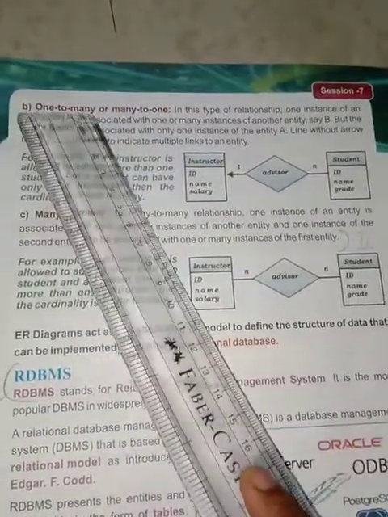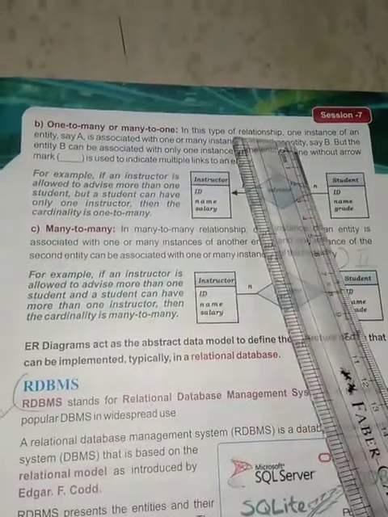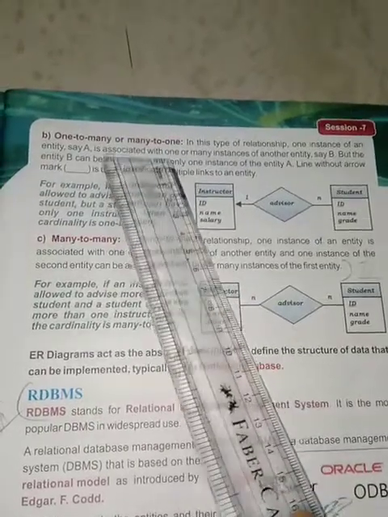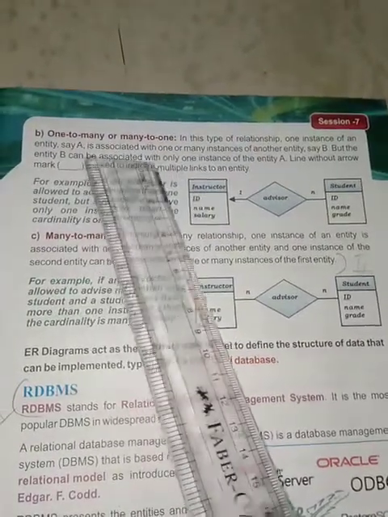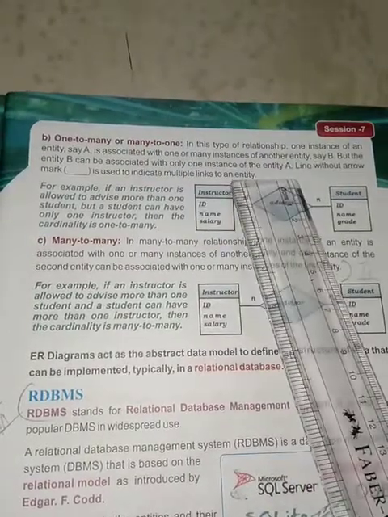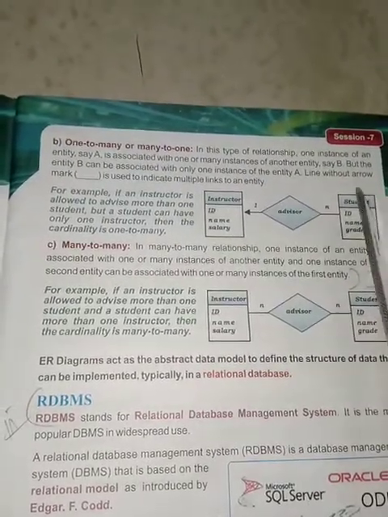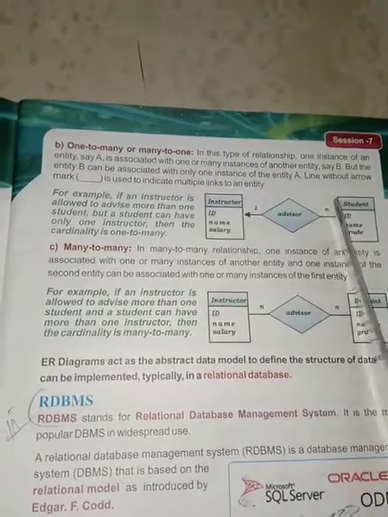Next, many to one or one to many. In this type of relationship, only one instance of an entity, say A, is associated with one or many instances of another entity, say B. But the entity B can be associated with only one instance of the entity A. This means the first entity can have n number of entities. It can be linked to n number of entities. But the second entity can be linked to only one entity.